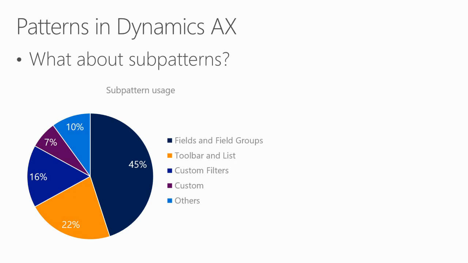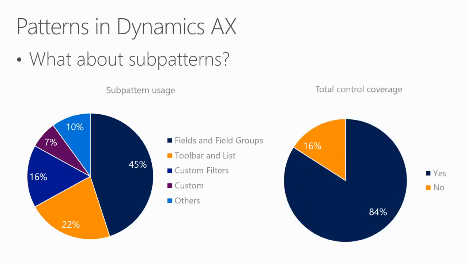Another measure we can look at to see how well our forms are covered by patterns is something called total control coverage. What this means is that you have a pattern, and it specifies what controls it covers. A form pattern can have that, and a subpattern can cover certain controls. So if we take all of the controls in the system, and ask how many of those controls are under a subpattern or under a form pattern, these are the numbers we're looking at. 84% of all of the over 200,000 controls and all the 6,000 forms are currently covered by patterns. So it's a significant portion of the application that's covered.